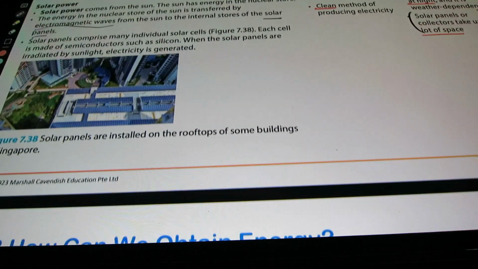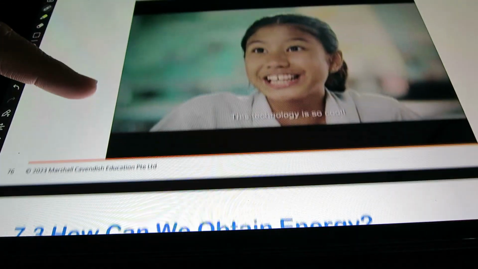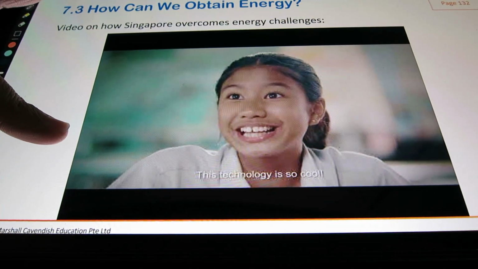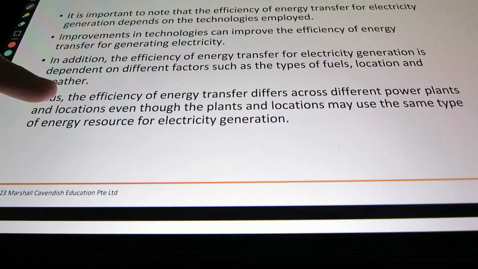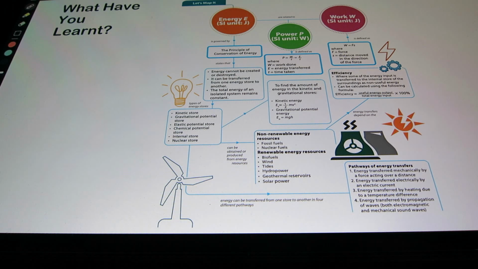So with that, I think we have come almost to the end of the chapter. I think you can watch this video about how we overcome our electrical and energy challenges, and this is a mind map of the chapter. So we are done with this chapter.